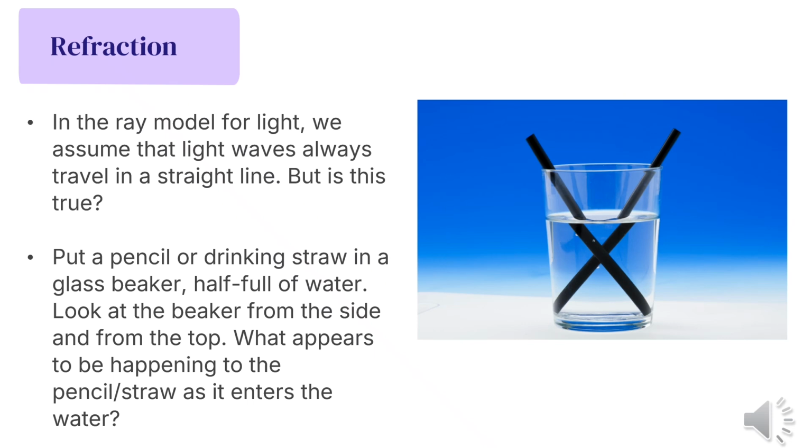In the ray model, we often say light travels in straight lines. But is that always true? Let's test it. If you put a pencil or straw into a beaker of water, half full, and look from the side or the top, the pencil seems to bend or break at the water's surface. That's our first clue about refraction.